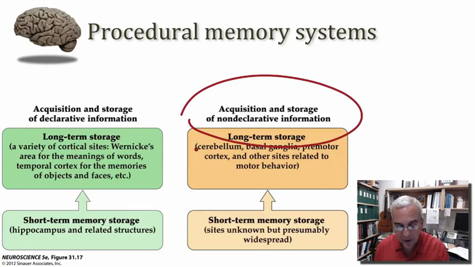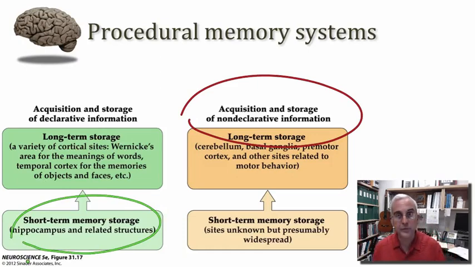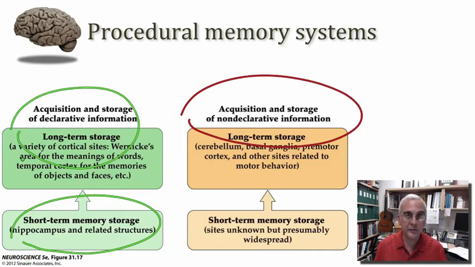So we've been talking about declarative memory and the role of the hippocampus in the short-term storage of those memories, their acquisition, their consolidation. And I mentioned that the long-term storage of declarative memory engages widespread cortical regions, many of which were involved in the initial processing of the here and the now.